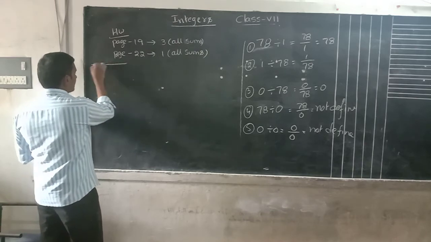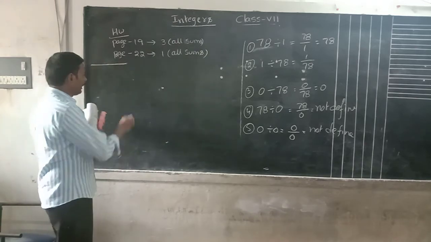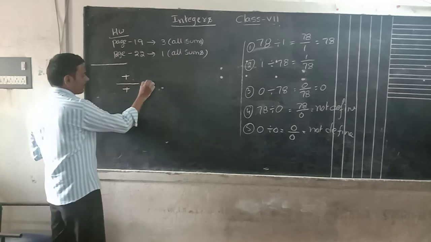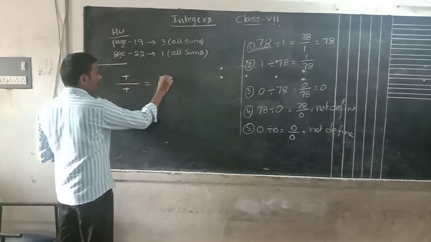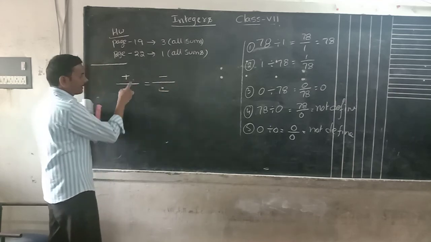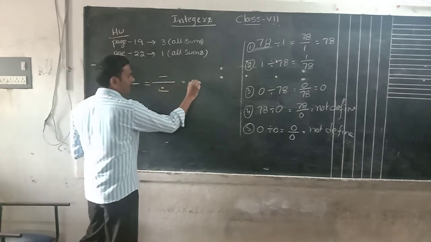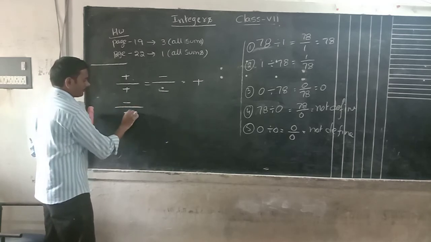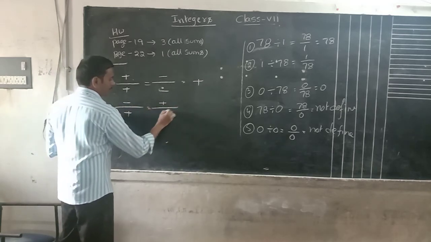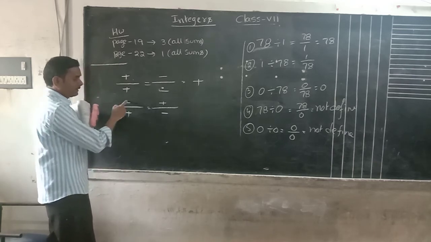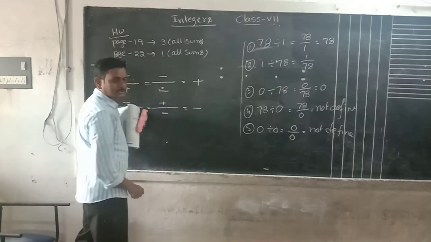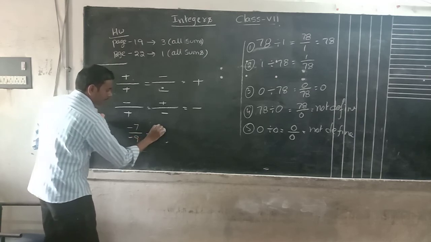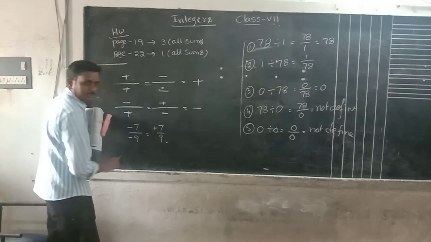Okay, now sign. How can we sign it? We have plus number by plus number, minus number by minus number, both having the same sign, then we will get plus. Okay, one is plus, one is minus, opposite signs, then the result is minus. For example, I will show you minus 7 by minus 9. This one we can write as plus 7 by 9.